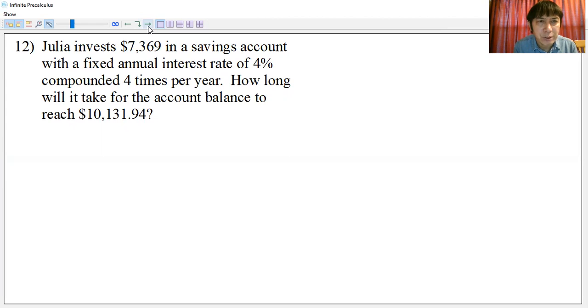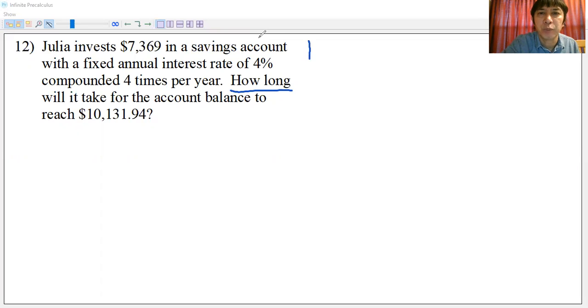Julia invests $7,369 in a savings account with a fixed annual interest rate of 4% compounded 4 times per year. How long will it take for the account balance to reach $10,131.94? All right, so the question here is how long? So we're looking for the time. This is the ordinary compounding, not continuous.